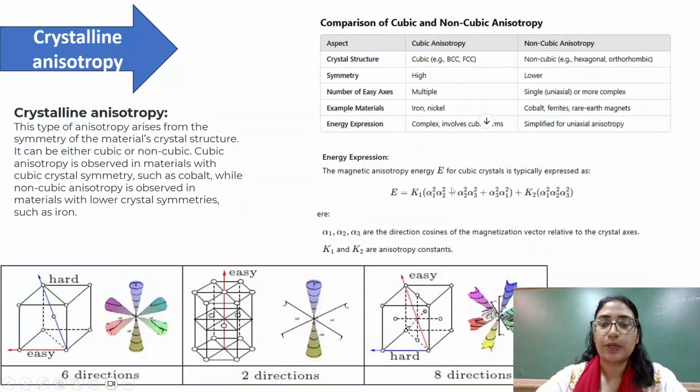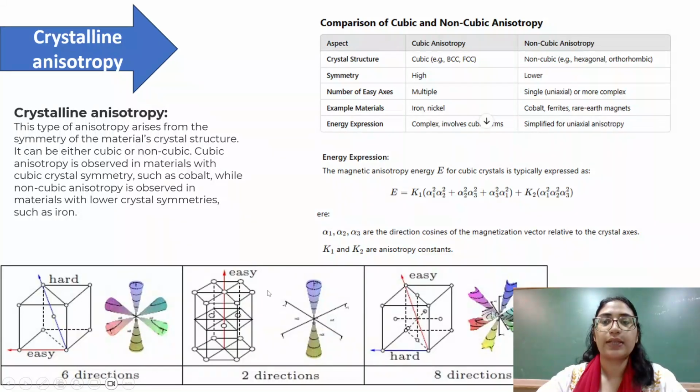So we have the energy expression to calculate the energy of the crystalline anisotropy. As we can see in this illustration, first of all we have a cubic, where we can see the easy axes are more than the hard axes. But when we see the hexagonal here, the only easy axis is in the center of this crystal, and the others are hard axes.